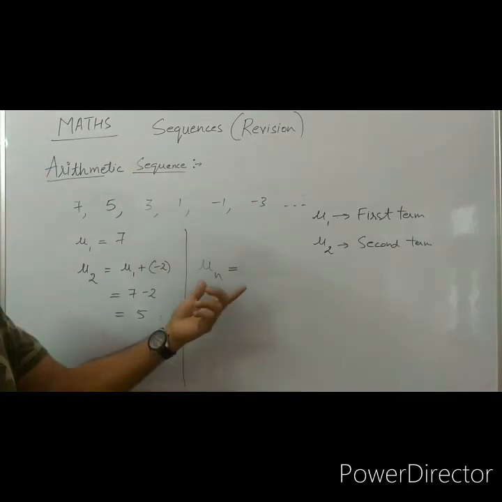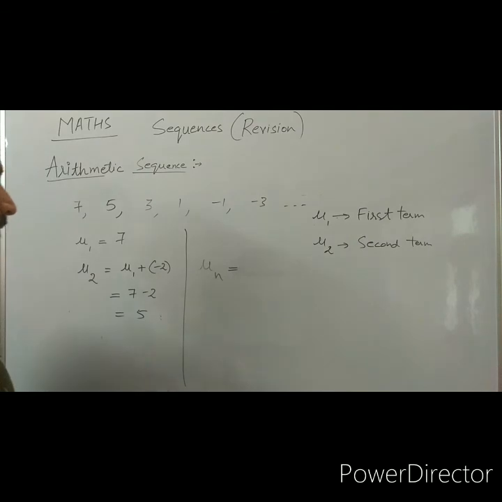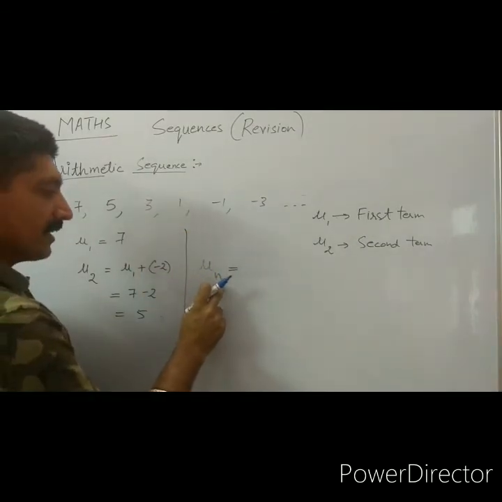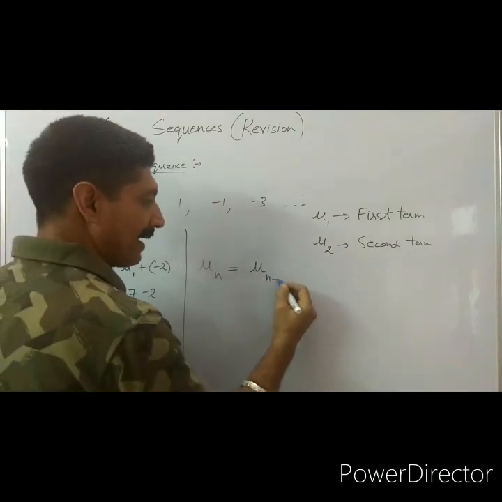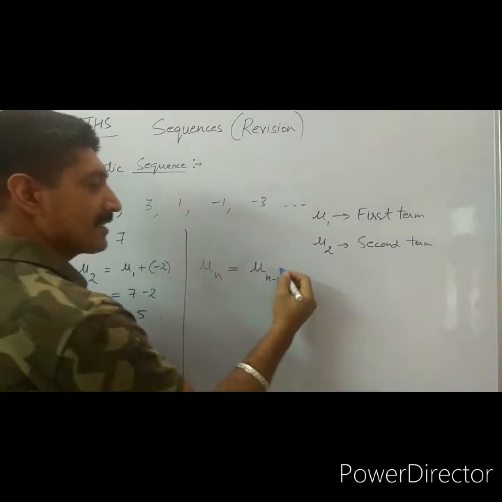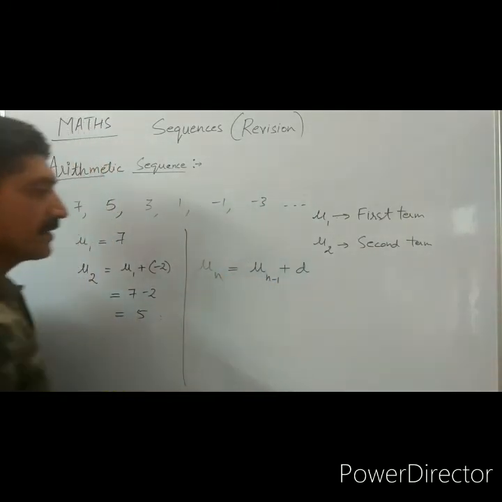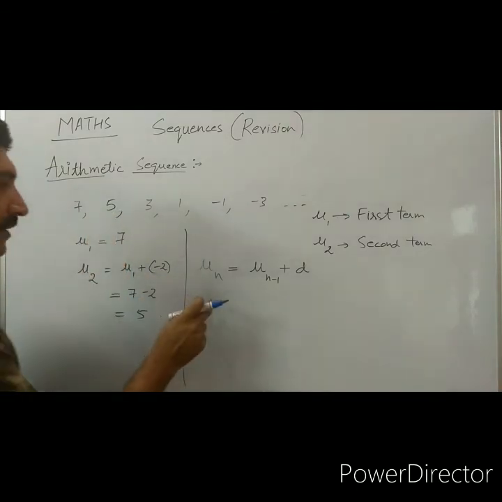So we have a rule. First one is the term to term rule. If we want to find the nth term, then we will write u(n-1), the previous term, plus the common difference.